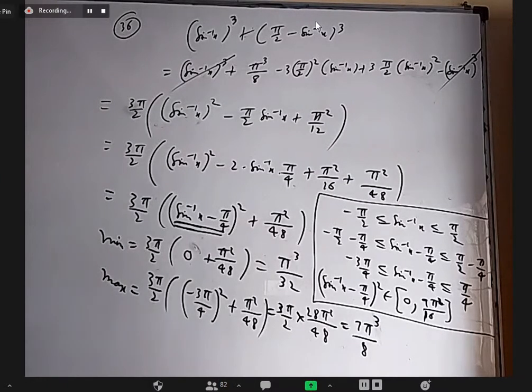Your answer is correct if this question is sin inverse x whole cube plus cos inverse y whole cube. Yes, sir. They will not occur simultaneously. Yeah, if they are independent, we can do that. Yes, sir.